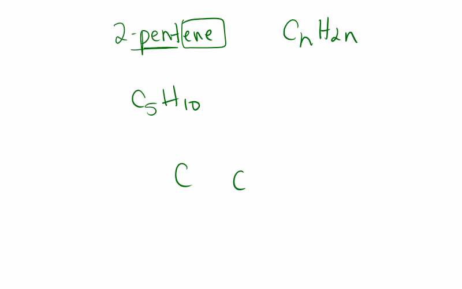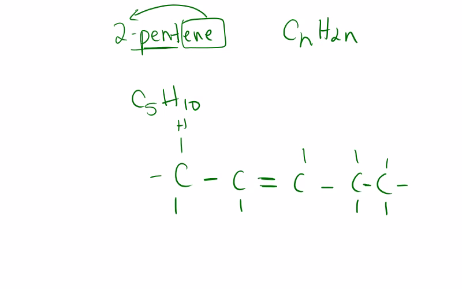When we go to draw this out, we know that our double bond is on the 2nd carbon. I'm going to count from the left this time. So we got it right here. And then the rest are single bonds, and we satisfy the octet rule. So you can see this is very repetitive. We would have 1, 2, 3, 4, 5, 6, 7, 8, 9, 10 hydrogens. So there it is, 2-pentene.